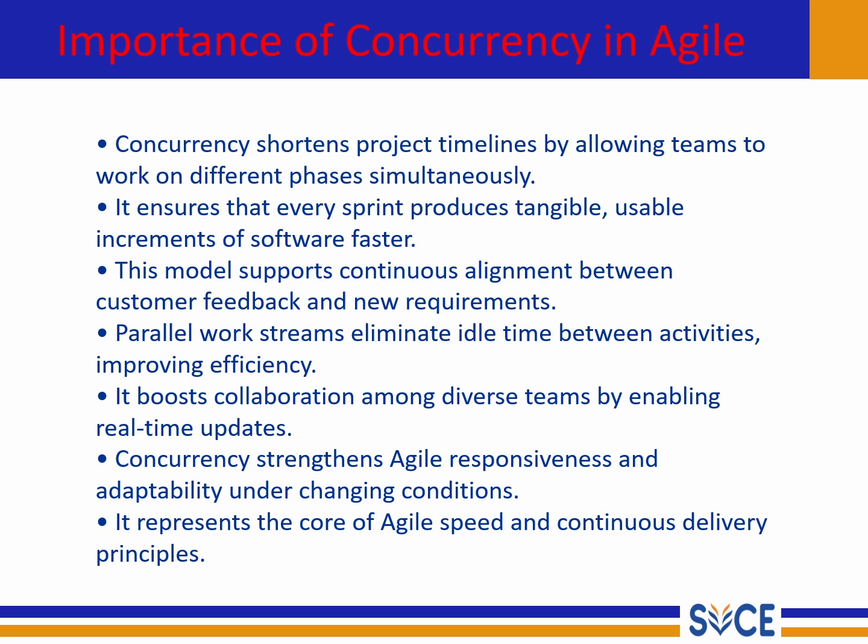It ensures that every sprint produces tangible, usable increments of software faster. This model supports continuous alignment between customer feedback and new requirements. Parallel work streams eliminate the idle time between activities, improving efficiency. It boosts collaboration among diverse teams by enabling real time updates. Concurrency strengthens Agile responsiveness and adaptability under changing conditions. It represents the core of Agile speed and continuous delivery principles.